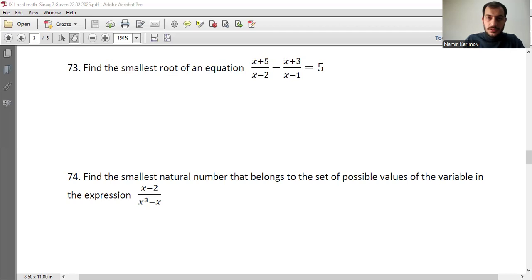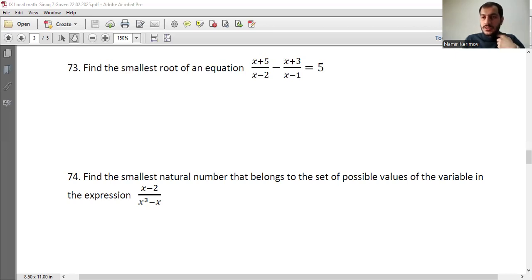And then we can eliminate that x squares. So 4x minus x, it's 3x. Negative 5 and 6, it's plus 1. So (3x plus 1) over (x squared minus 3x plus 2) equals to 5. Now we can use cross multiplication. That will be 3x plus 1 equals to 5x squared minus 15x plus 10.